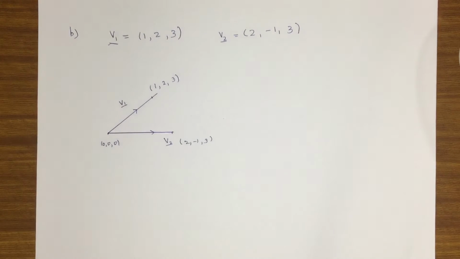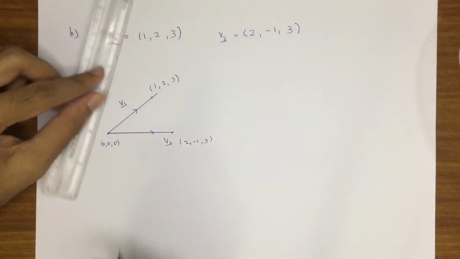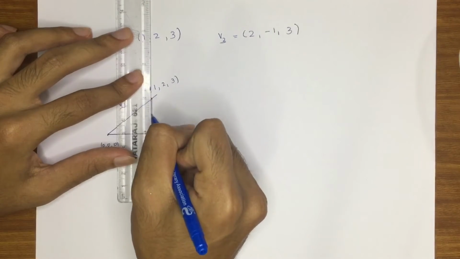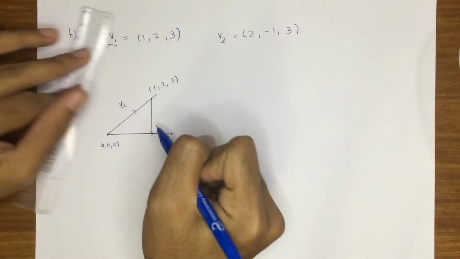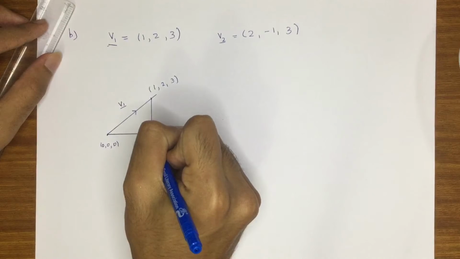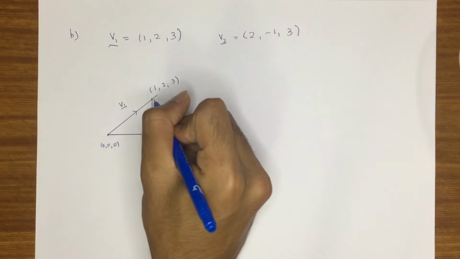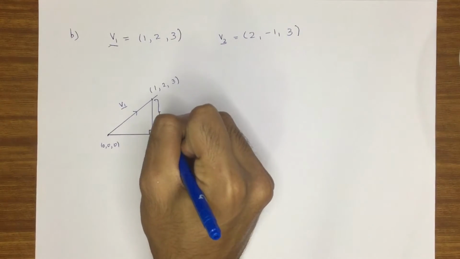So over here we need to find the orthogonal projection of this v1. The task we need to do is, let's say this is the point (1, 2, 3). Here we are going to draw a right angle, a perpendicular line, to v2. So this is the main thing. They are asking about the scalar component of this one, which simply means we need to find the magnitude of this one.